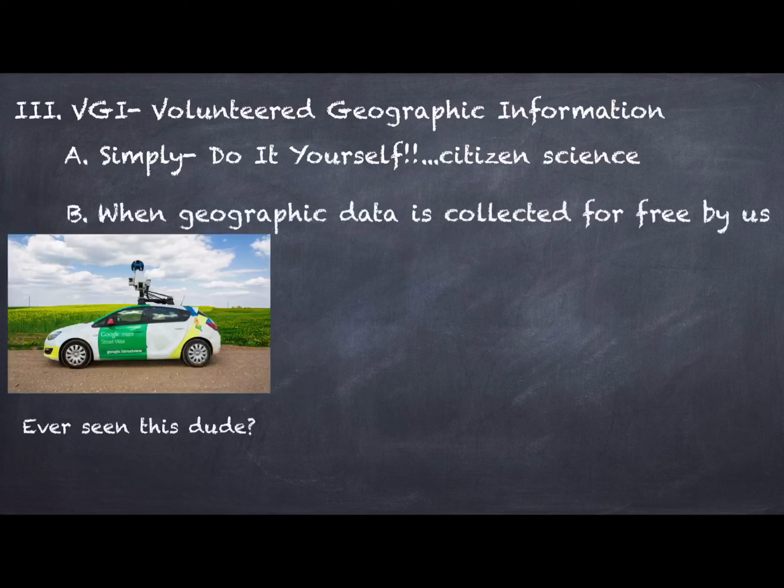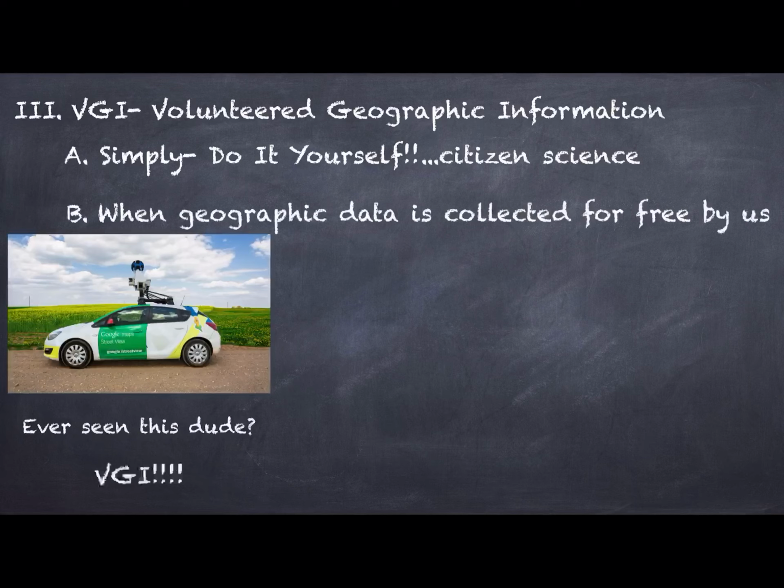Now, the image that I just put on the screen is the image of a Google Maps dude. All right, have you guys ever seen these guys rolling around town? Well, guess what? This is a great example of VGI. This is a great example of making maps yourself, and Google is there for us.